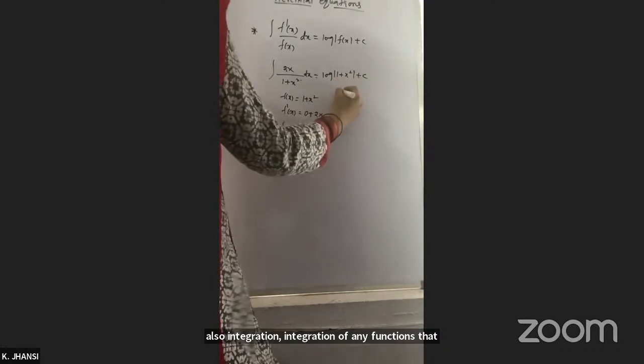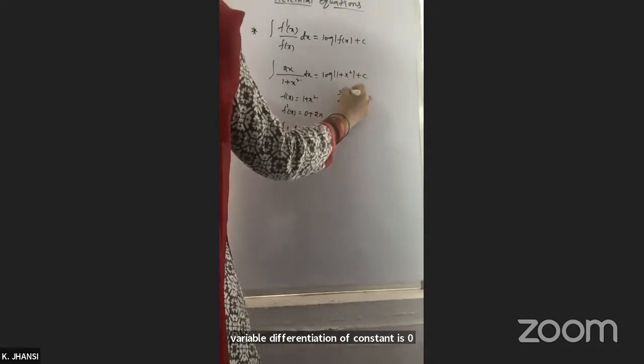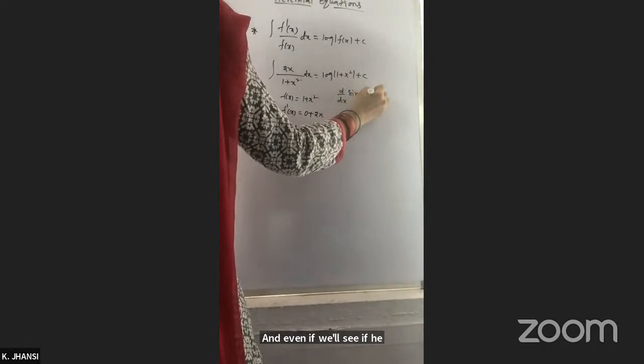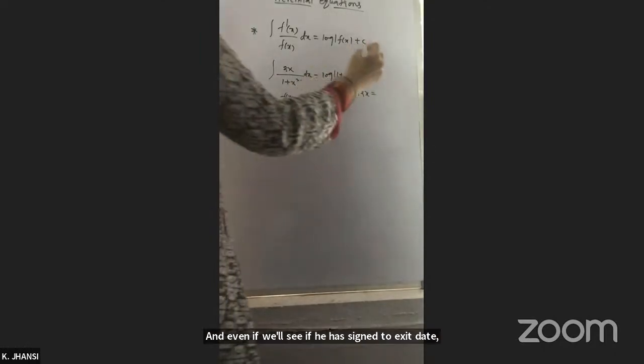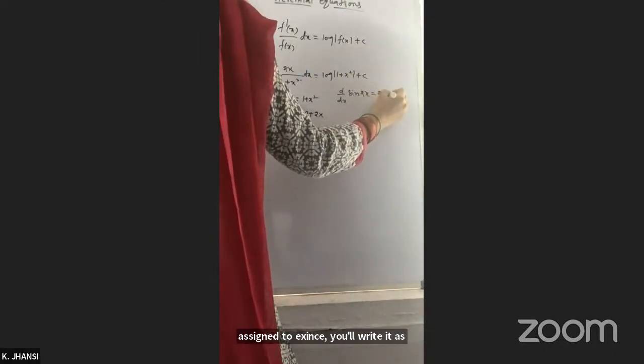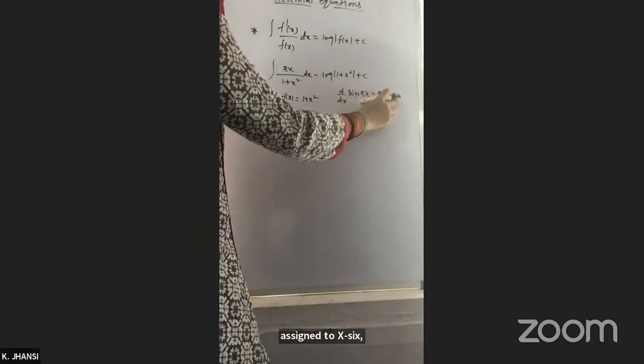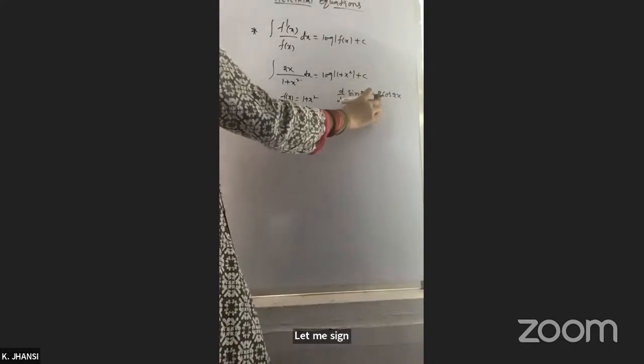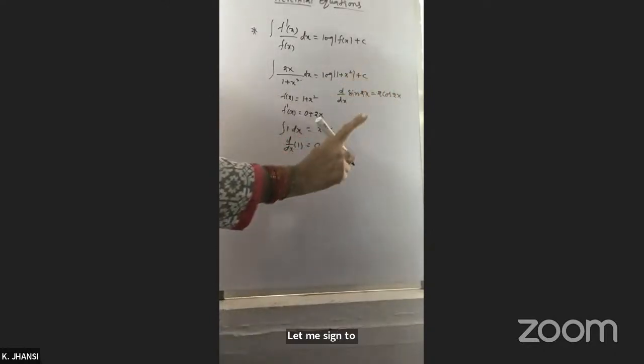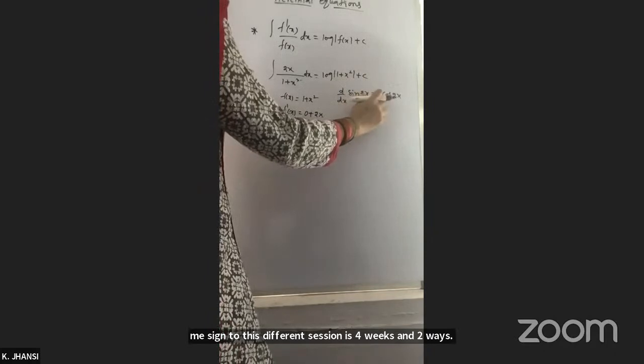Okay. And even if we see d by dx of, if you have sin 2x is there. Okay. Sin 2x means we'll write it as 2 cos 2x. That means sin 2x differentiation is cos 2x and 2x differentiation is 2. Why? Because x differentiation is 1, no? So that's why we'll write it as 2 cos 2x.